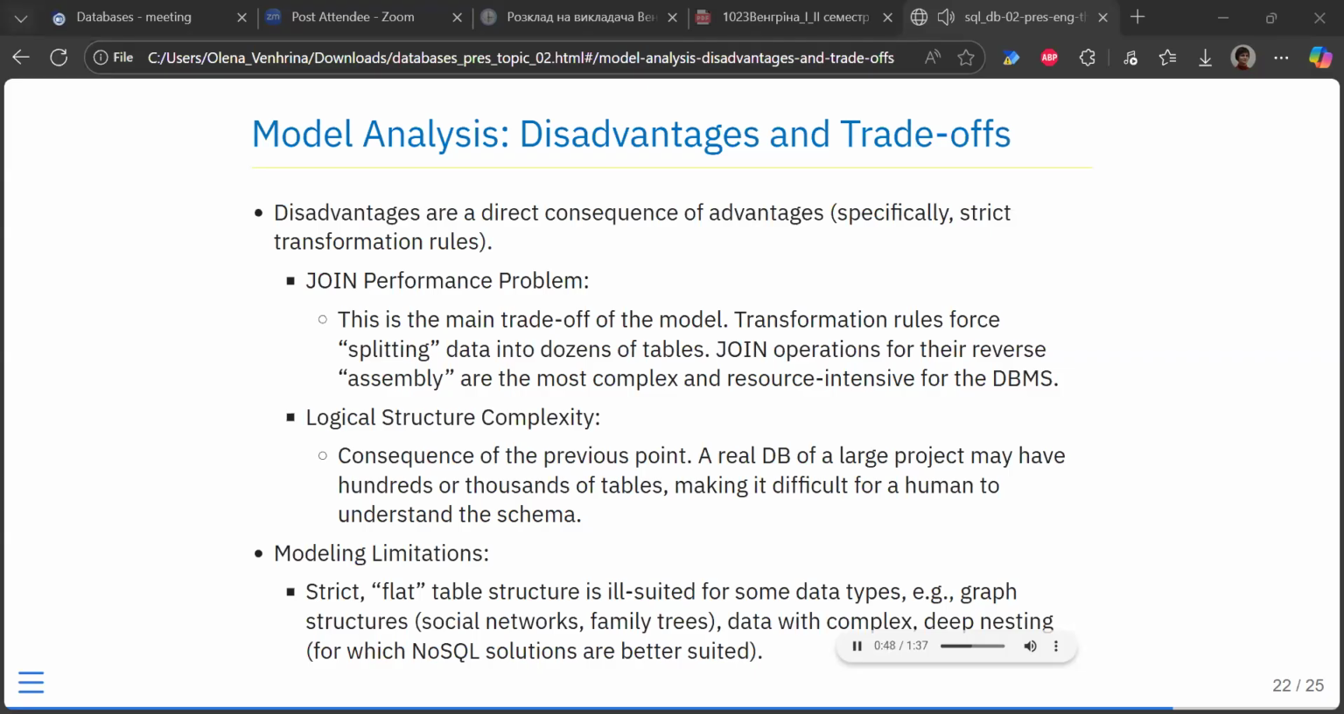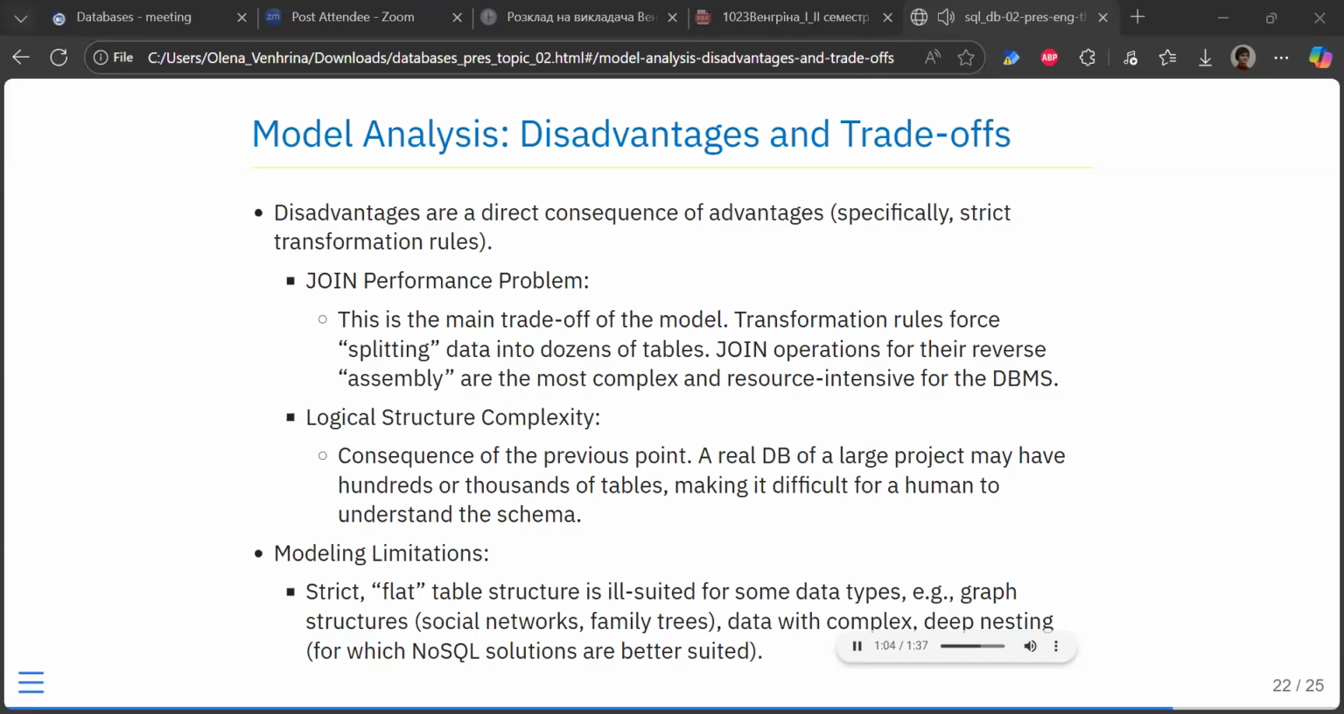Second, the complexity of the logical structure. This is the same disadvantage but from a human point of view. When, as a result of following all rules, 500 tables appear in your project, simply understanding the schema and how data is related becomes a major challenge.